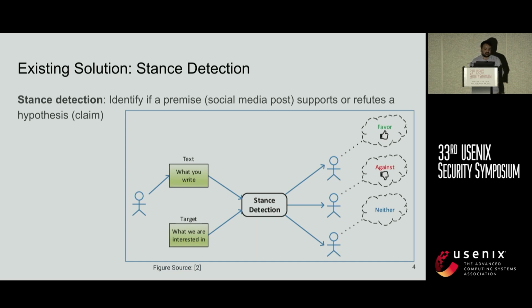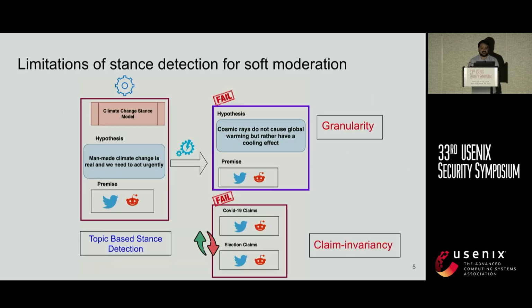And despite stance detection being a well-established problem in natural language processing, we found multiple limitations of existing methods that stop them from being applied for downstream soft moderation. Most of the methods that exist on stance detection in the field of NLP are topic-based. So what do we mean by topic-based? These methods deal with coarse-grained topics such as pro-climate change or anti-climate change, whereas when we apply the same techniques on social media posts that are discussing the details of the issue at a much finer granularity, they fail to predict the stance.